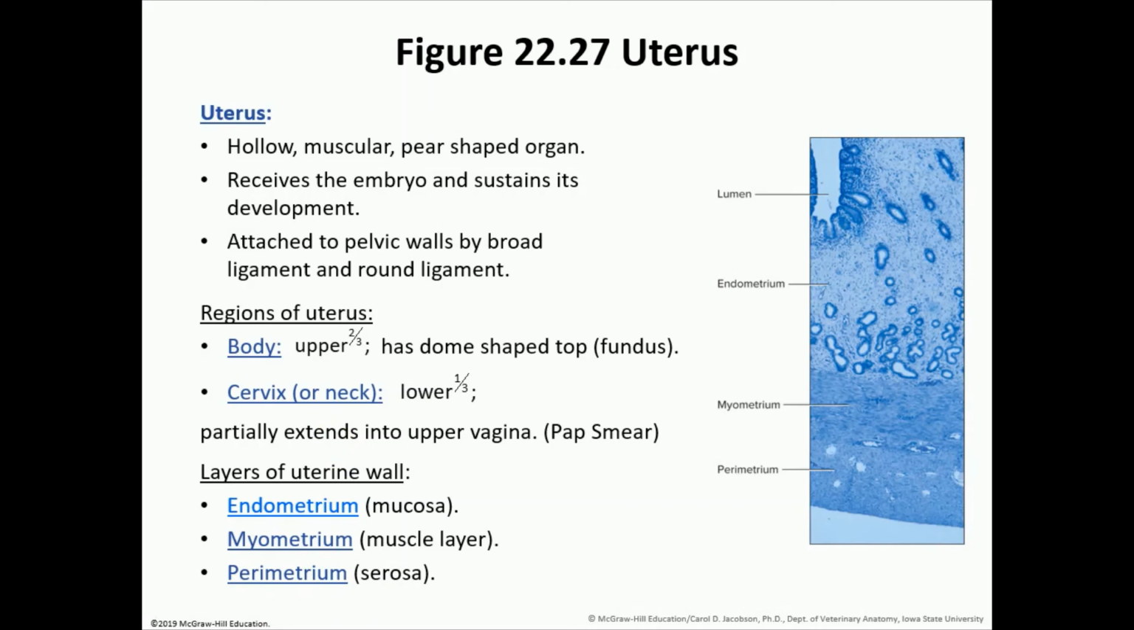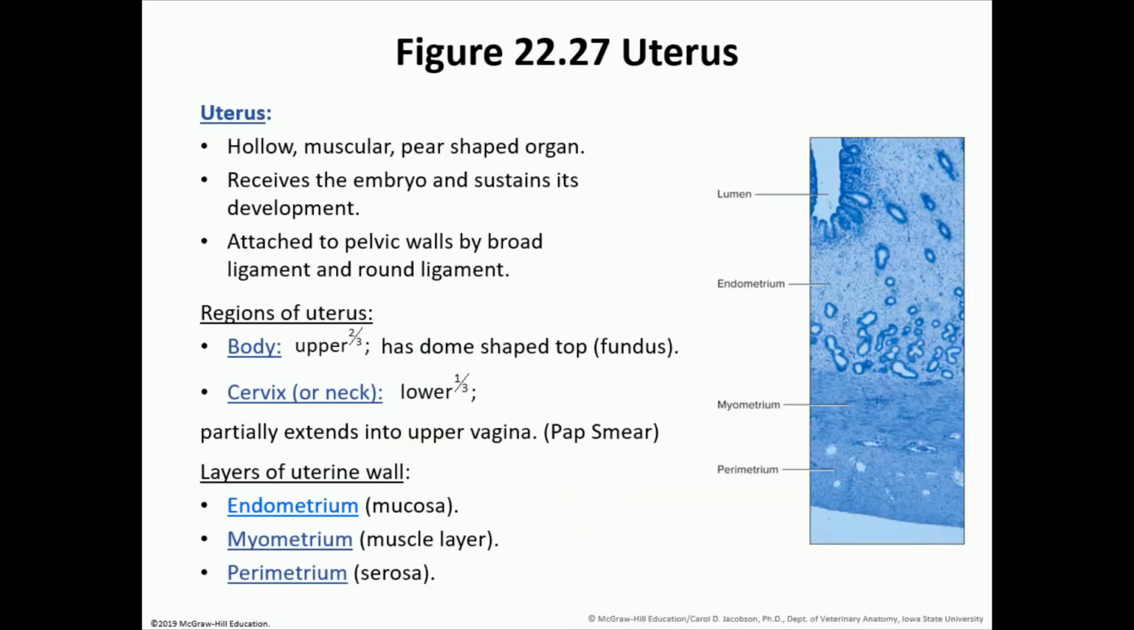And this is where, when a pap smear is done, that is a smear or taking off cells from the cervix in order to check for cervical cancer. The different layers of the uterus: there is the mucosal layer that's known as the endometrium, and that is the layer that is shed every month during menstruation. There's also the myometrium, which is the muscular layer, and then the perimetrium, and that is the serosal covering.